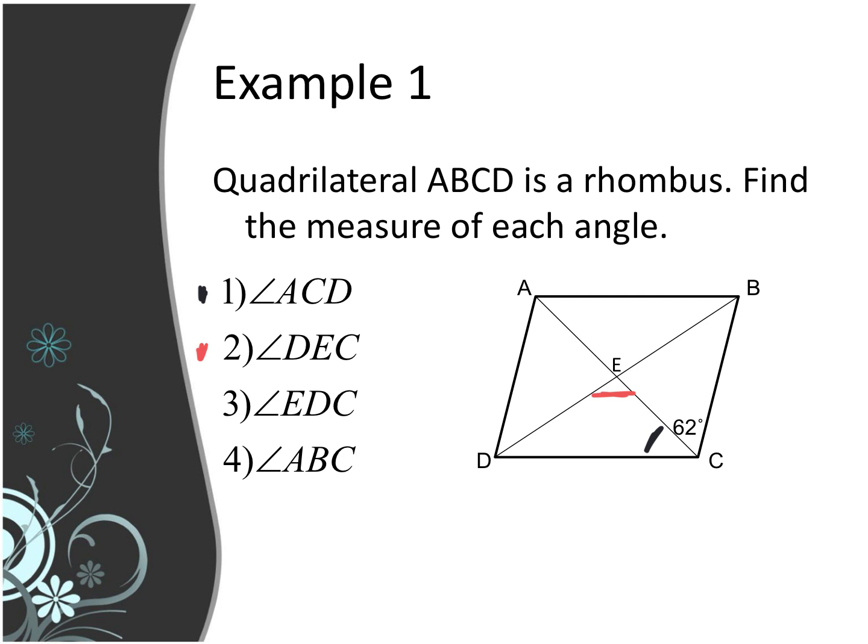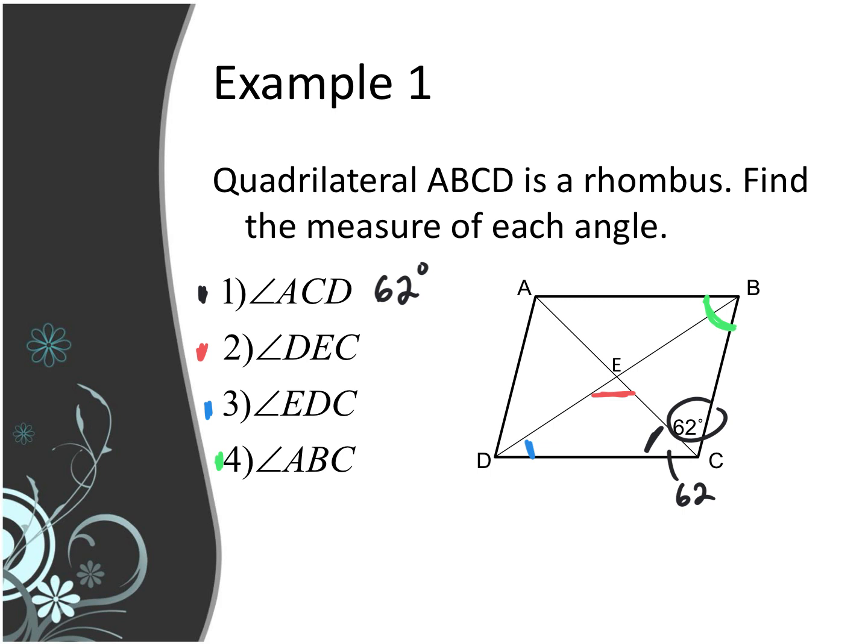They want us to find EDC, this one right here, for 3, and ABC for the 4th one. In order to figure out the first one, which is the one I drew in black, you have to remember the theorem that if this is a rhombus, which it is stated, the diagonals bisect the angle perfectly. So if this one's 62, this one has to be 62.